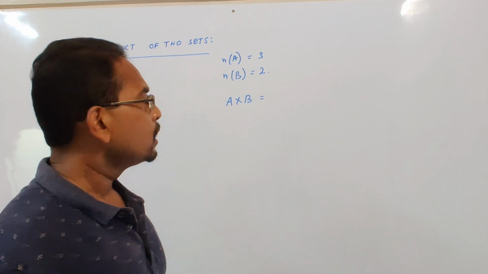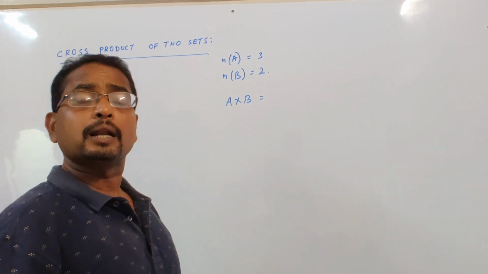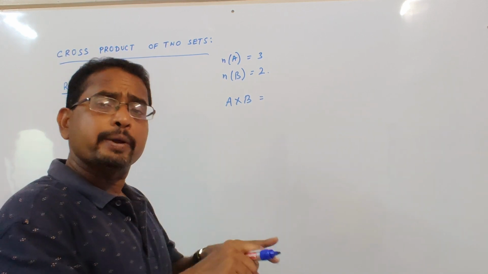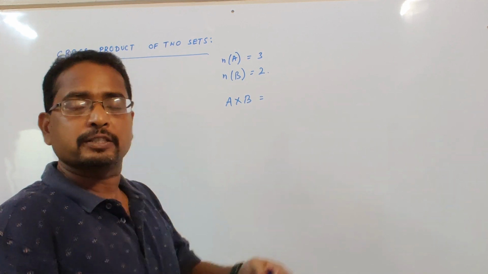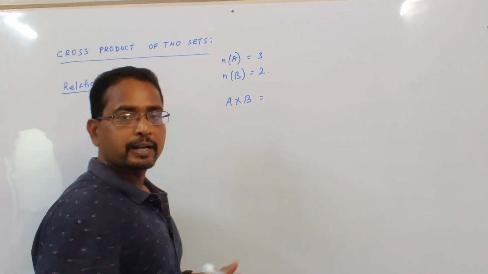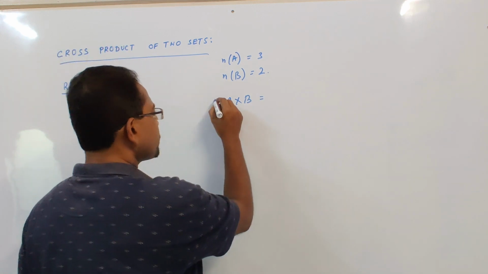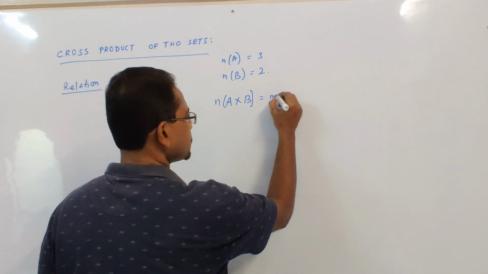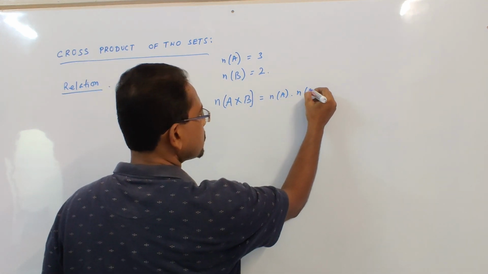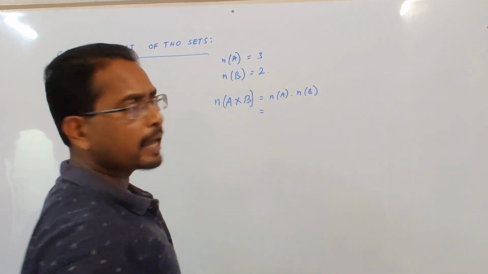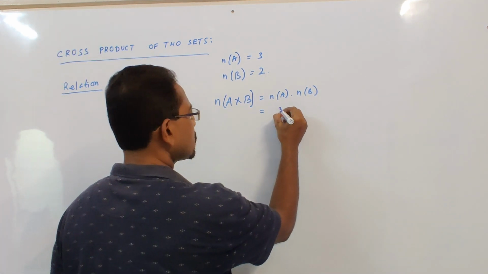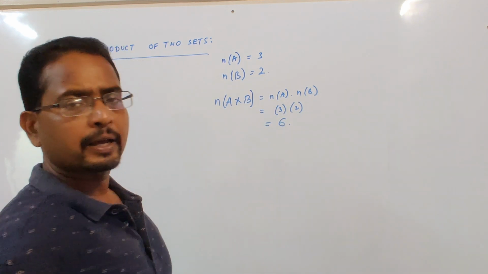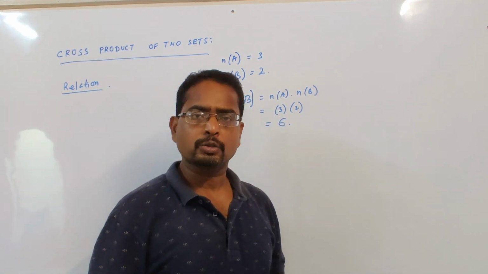How will we do that? First of all, we will find the number of elements in A cross B, then calculate how many different subsets are possible from it. The number of elements in A cross B will be equal to the number of elements in A times the number of elements in B. Number of elements in A is 3 and in B is 2, so there will be 6 elements in the set A cross B.